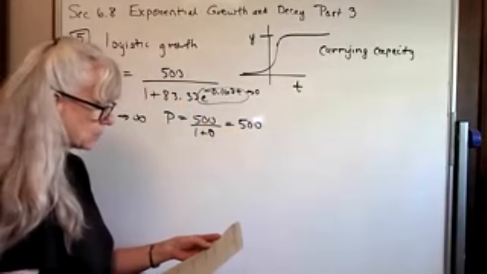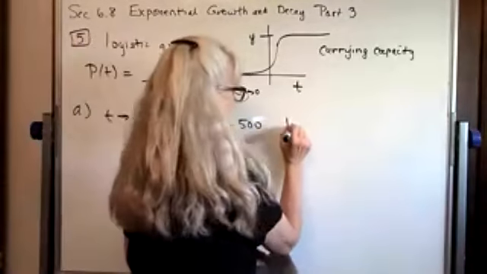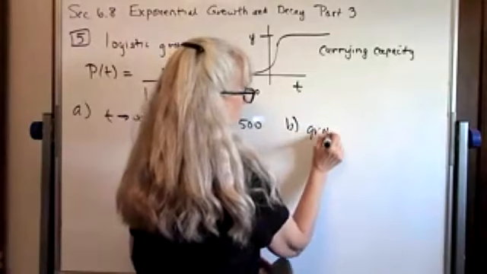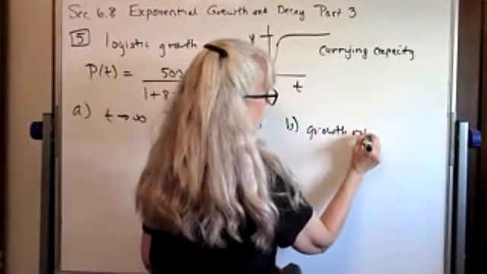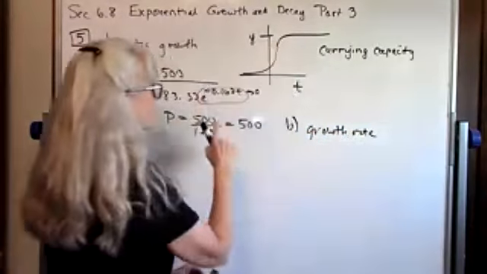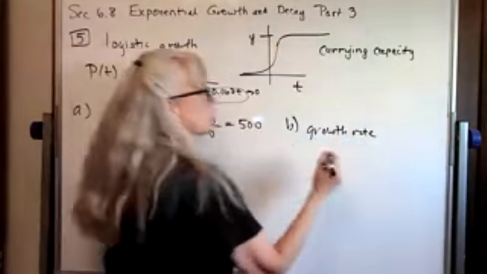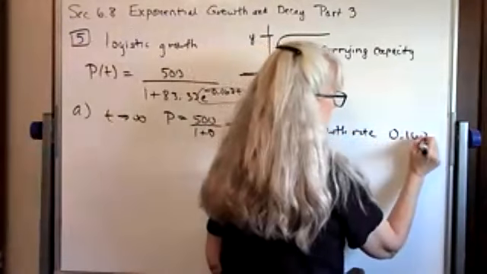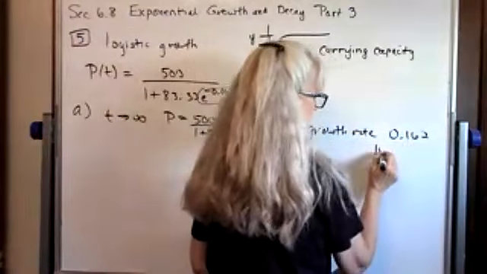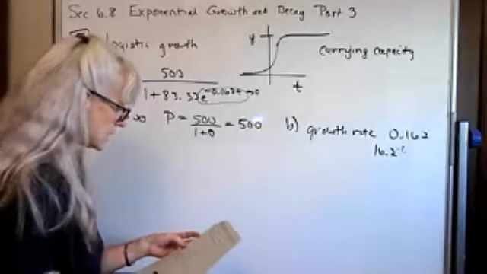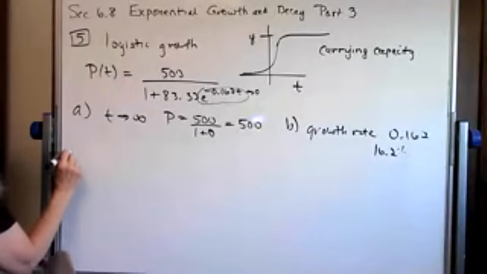Part B is asking for the growth rate. Even if it's down there sitting as a negative exponent, you're still going to pick up the 0.162. So 0.162 is a 16.2% growth rate, which is pretty big if you think about it. 16%, that's huge.